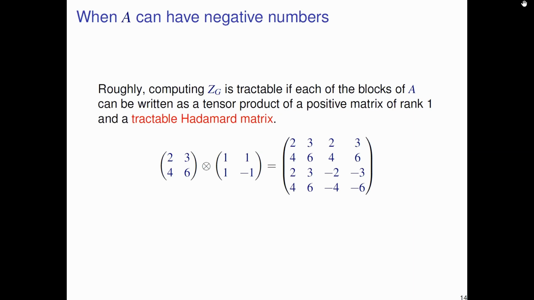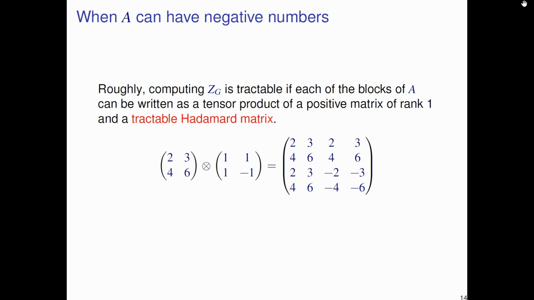Roughly, it's tractable if every block can be written in a particular way. So what's the particular way? Well, every block, for it to be a tractable matrix, should be a Hadamard product of a rank 1 matrix. I've just drawn a little rank 1 matrix here, 2, 3, 4, 6, with a Hadamard matrix.